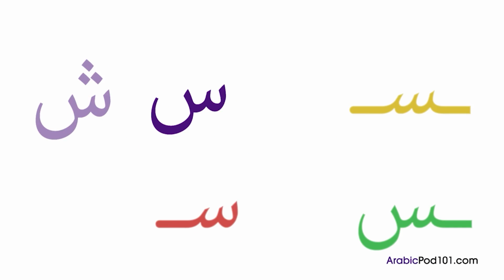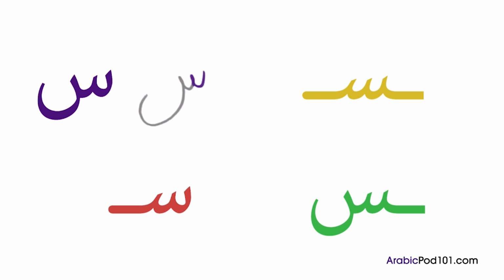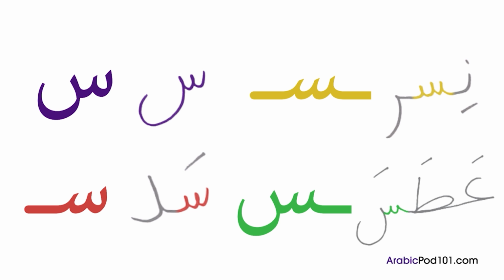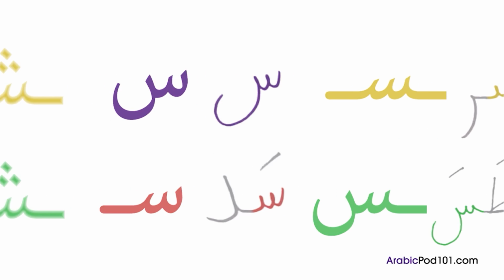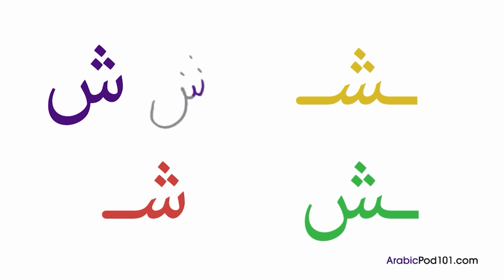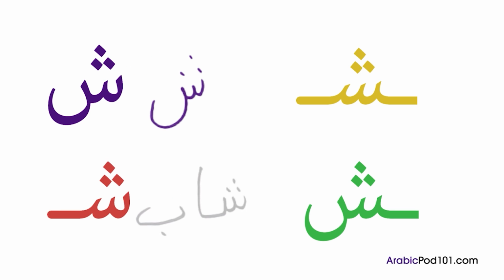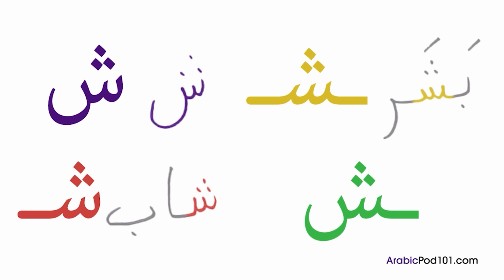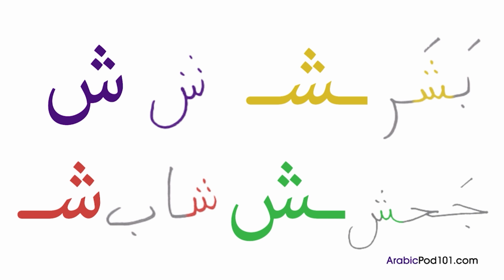First, we have Sin, the isolated form, and the other 3 forms: initial, medial, final. Now let's review Shin. Isolated, initial, medial, final. That's it for lesson 7. Now on to lesson 8's letters.